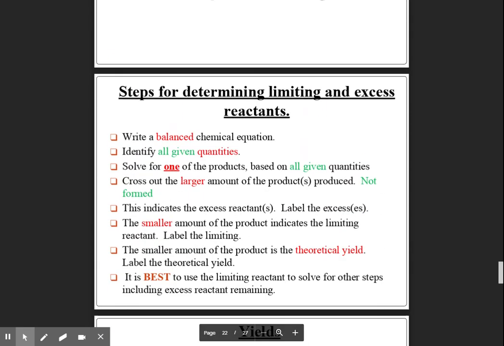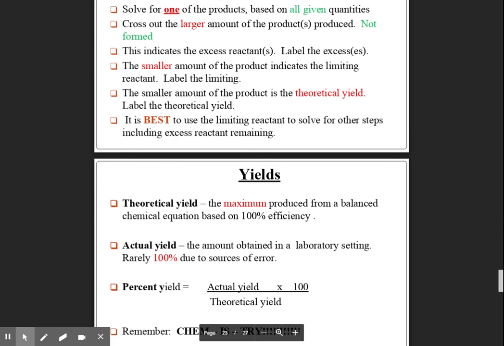So that's the basics, the theory behind limiting reactant, excess reactant, and percent yield. So I'll stop this video here today, then I'll come back in the next video, we'll go through the calculations, what the math actually looks like.